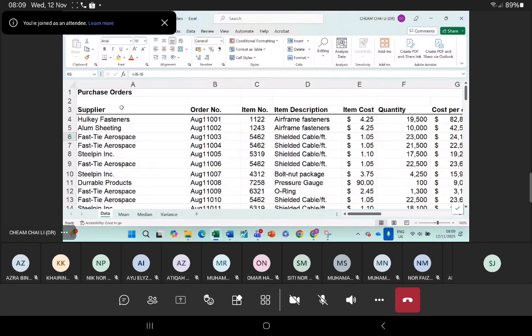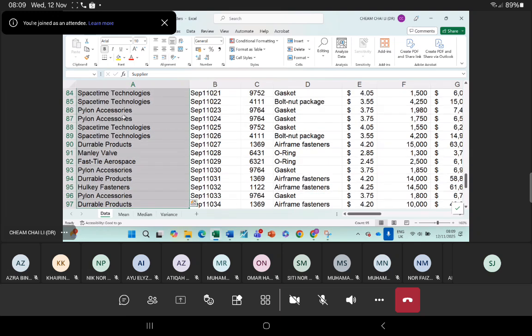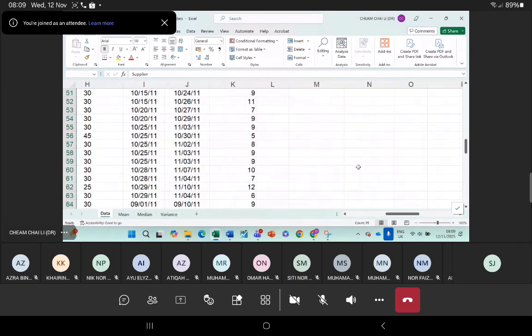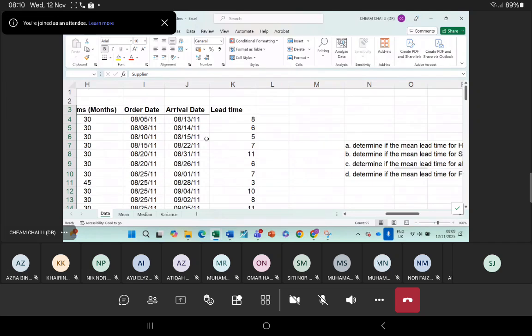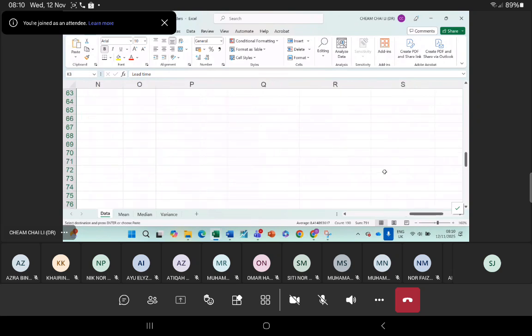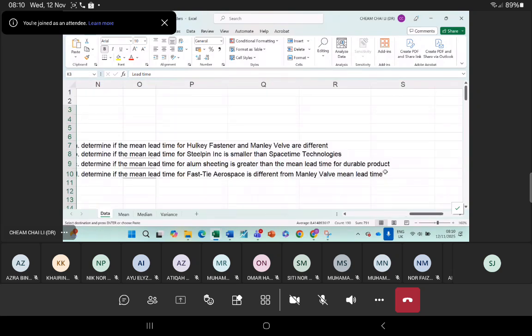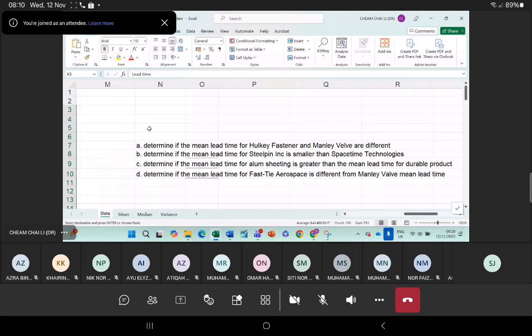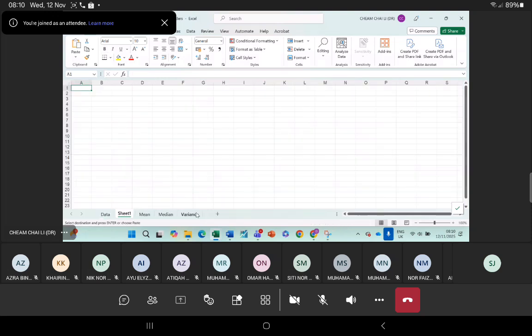Okay, let me copy the supplier's name and also the lead time. Then I paste it in a new sheet. Yeah, these questions are related. These questions are for pets. That was two-sample mean.